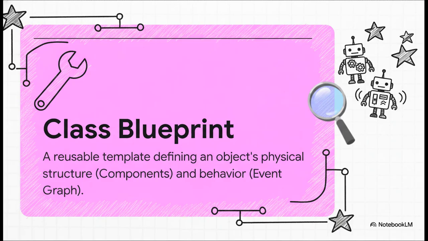And the real hero of this story is something called a class blueprint. Think of it like a master cookie cutter for an object. You can define everything about it in one place: what it's made of, what it looks like, and exactly how it behaves. Once you've made that blueprint, you can stamp out as many copies of that object as you want in your world, and they'll all work the same way.